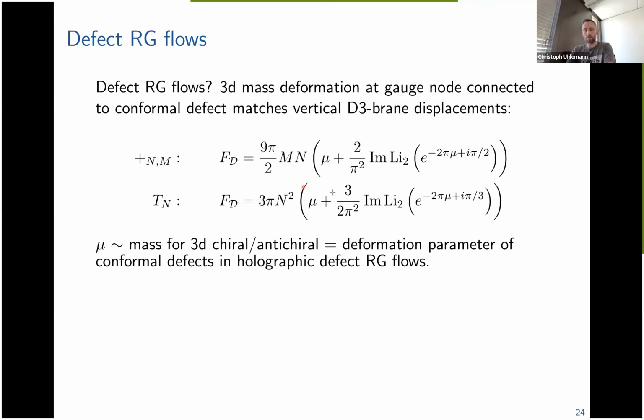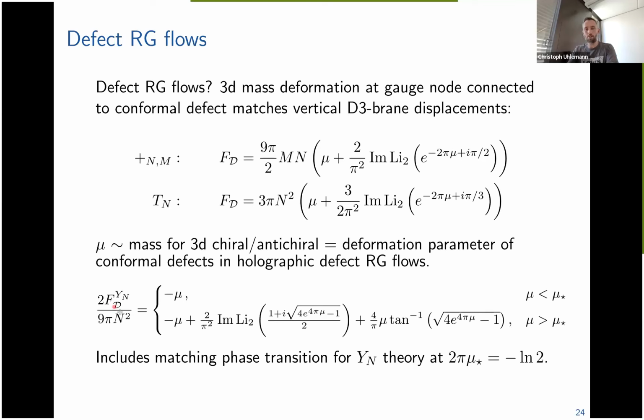And the claim then is that these calculations, again, can be matched on the nose to holographic calculations, the ones which I just outlined, which are in this recent paper, where we look at defect RG flows on S3, turning on mass deformations. And they agree on the nose with these analytic field theory results, which we got from the matrix models. This is for the plus n and the Tn theories.